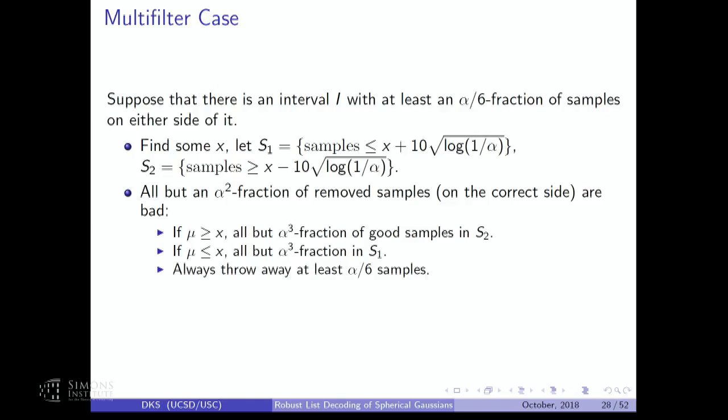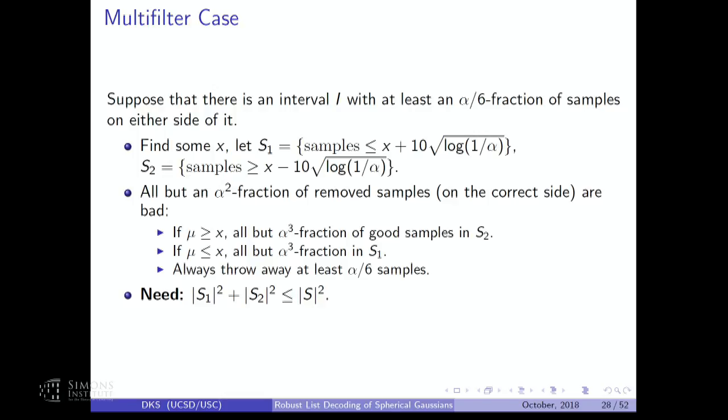In particular, if the true mean is bigger than or equal to x, all but a tiny fraction of our samples are in S2. And if the true mean is less than or equal to x, all but a tiny fraction of our samples are in S1. And as long as x was picked to be somewhere in this interval, we've thrown out a fair number of bad samples on the wrong side of it. And so in this case, we're guaranteed that one of these sets had the property that cleaned up our set. It threw out almost only bad samples.